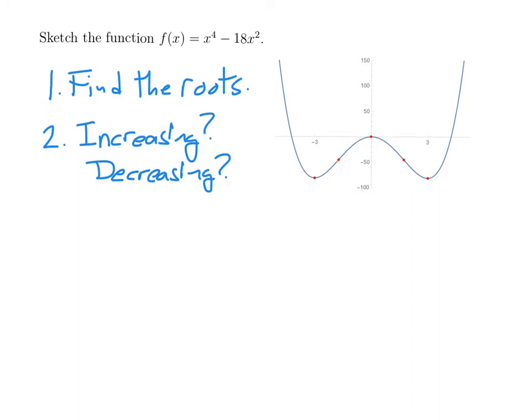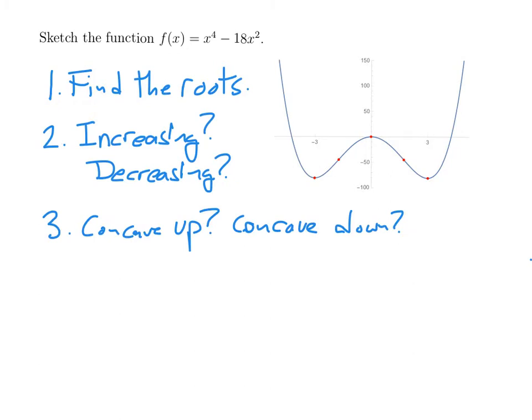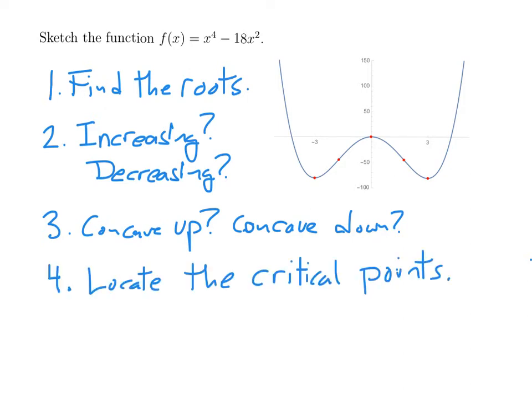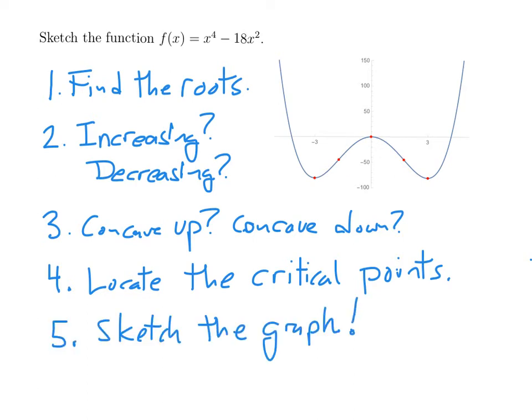Then we're going to use calculus to determine where the function is increasing and decreasing. The second derivative is going to tell us where the function is concave up and where it's concave down. Having found those critical points, we want to locate their x and y coordinates so that we can locate them on the graph. And then we're almost done. We just have to combine the information that we got from all of the previous steps.